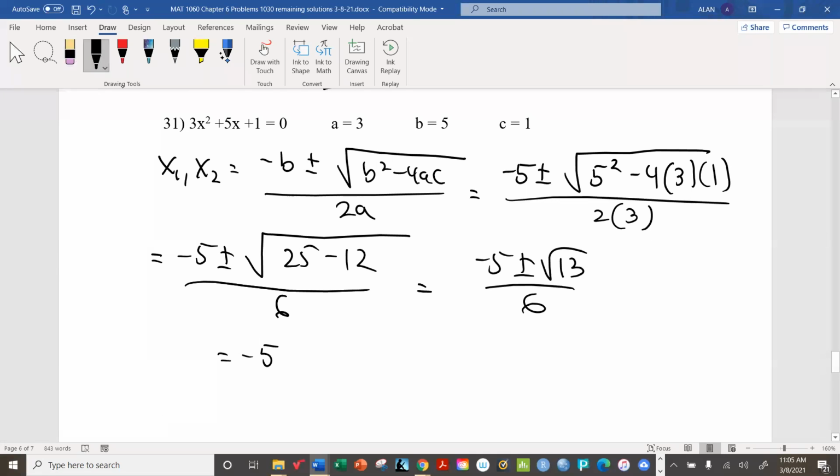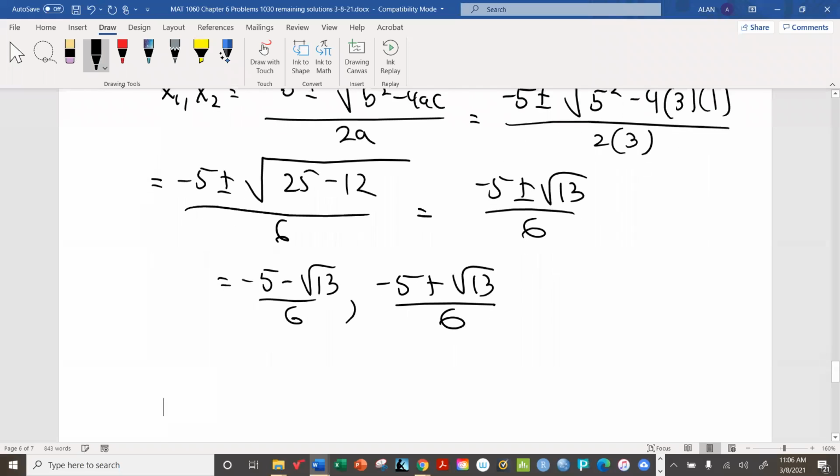It's negative 5. It's equivalent to negative 5 minus radical 13 over 6, comma, negative 5 plus radical 13 over 6. But either way of writing it is fine. All right. Well, again, we can't go any further because 13 is a prime number. Sadly enough, I know you want to continue to simplify it, but not this time.